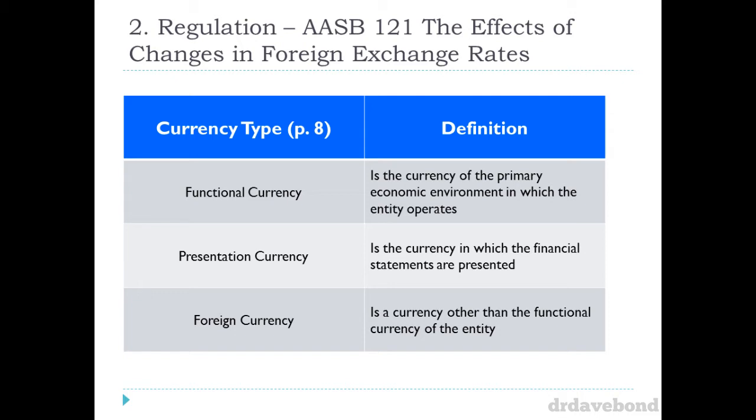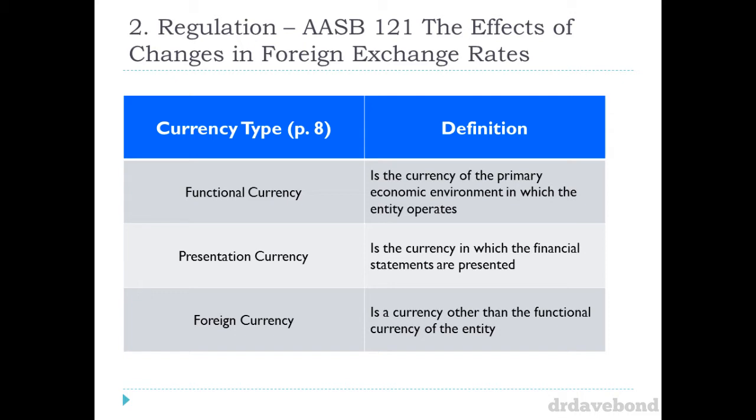The presentation currency is, as you'd expect, the currency in which the financial statements are presented. Accountants, from time to time, are fairly logical with how they set things up. So when you open a set of financial statements, the currency that it's in, that's the presentation currency. I'm pretty sure we make the assumption that for what we're doing, the functional and the presentation currency are going to be the same.